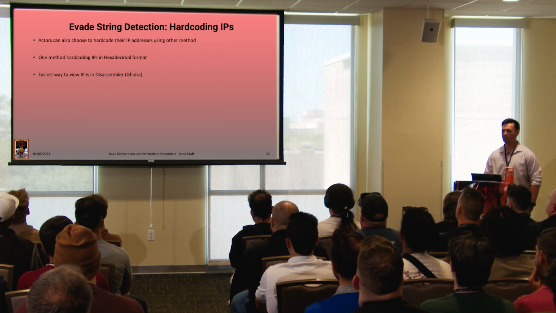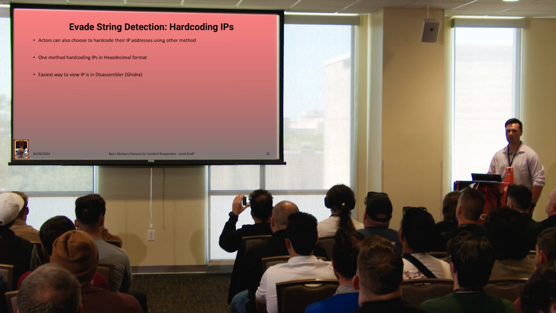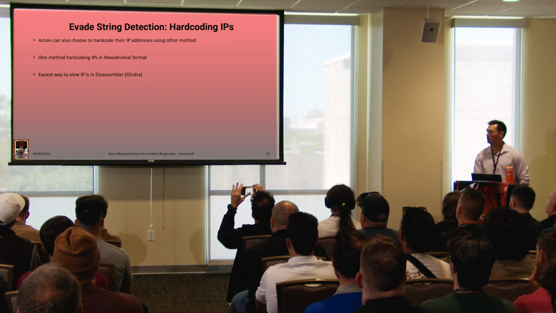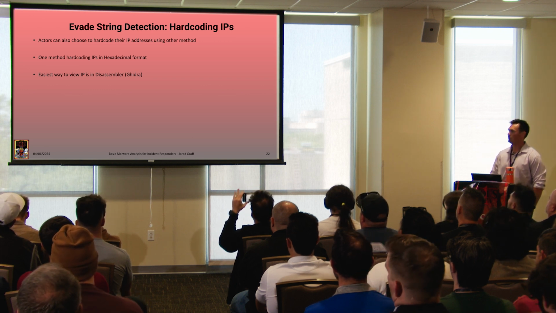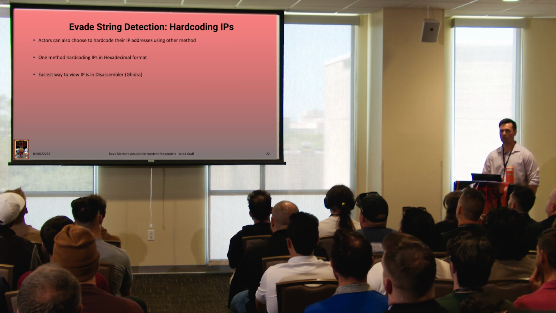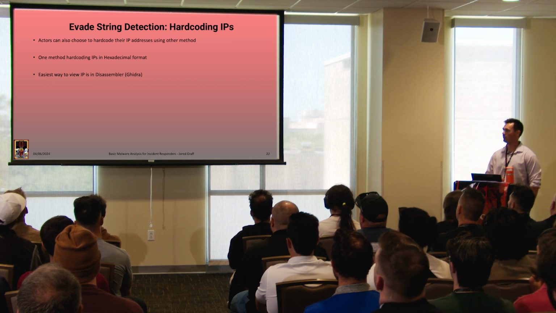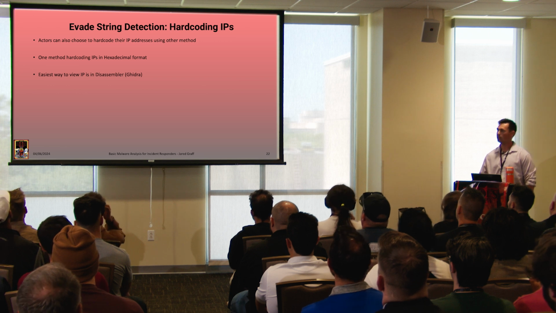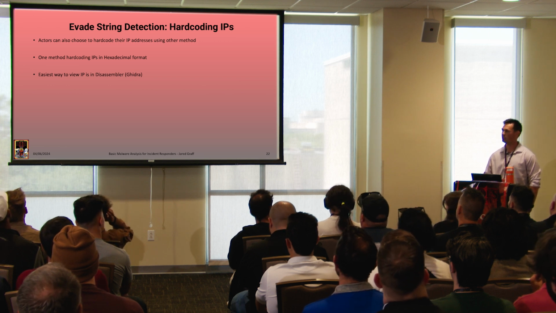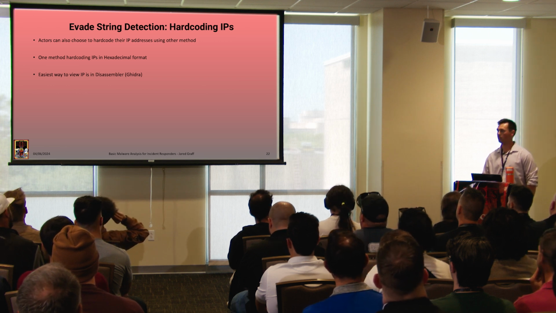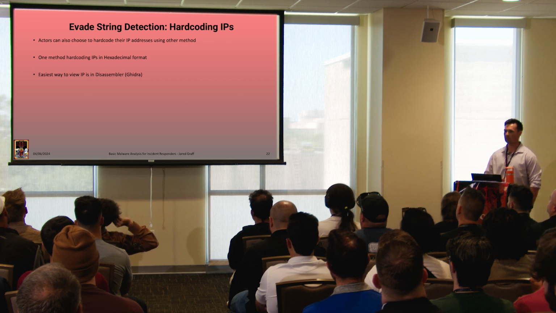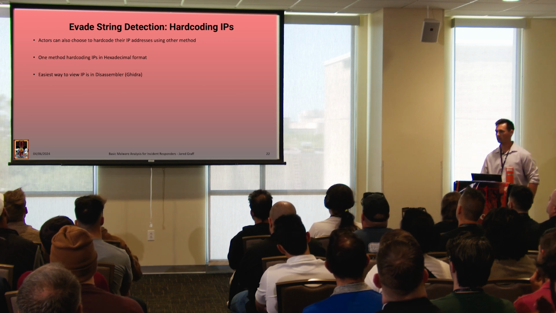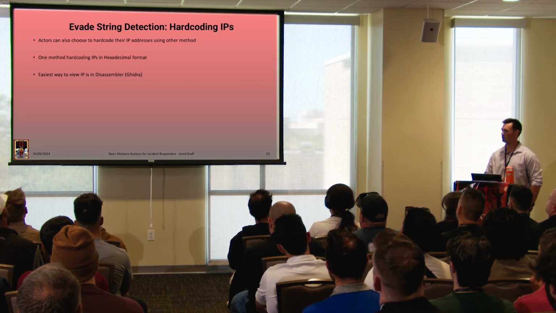Another technique that malware authors will use is hard-coding IPs. Malware authors can choose a variety of ways to do this. One way is by putting the IP in a hexadecimal format. The easiest way I've found to detect this is by putting the executable you're analyzing in a disassembler. I chose Ghidra for this presentation. You can use IDA, Cutter, or whichever one you prefer.